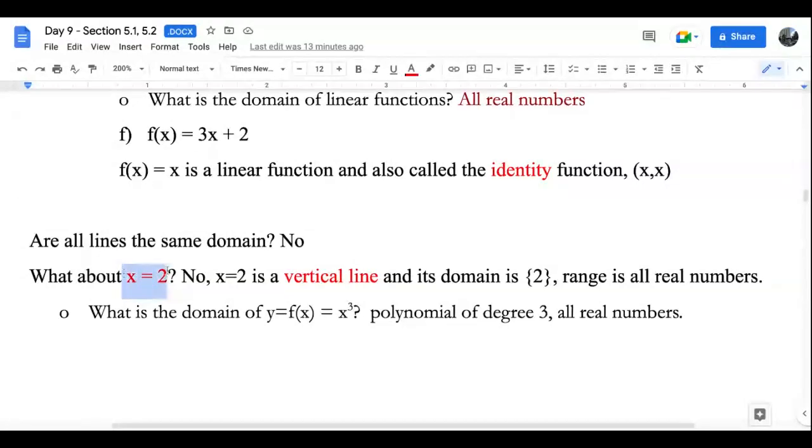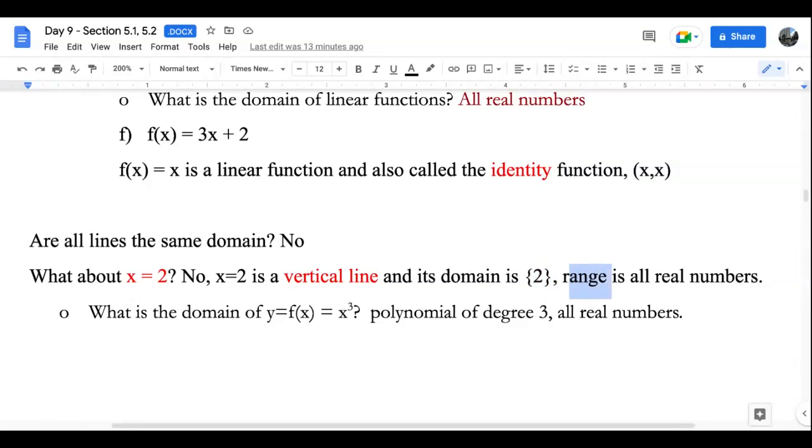So what about the vertical lines? A vertical line is not a function. Remember that, right? It has x equals a value. It's a vertical line, and what about its domain? The domain is 2. We cannot talk about function value, right? We can talk about it as a relation. The domain only has one member, x equals 2, but the range is all real numbers.